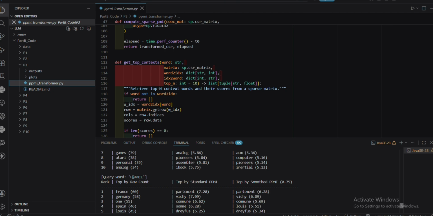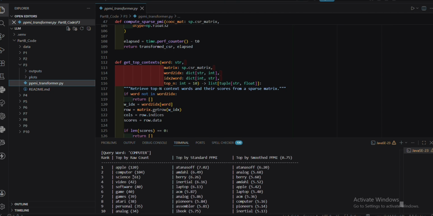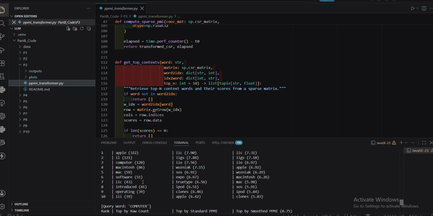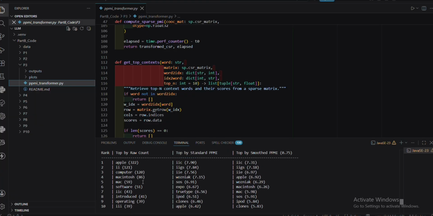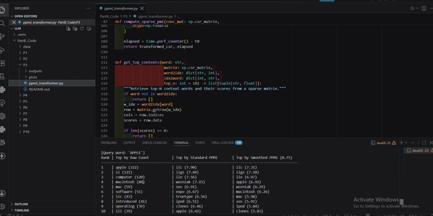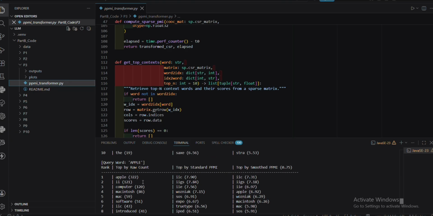The third transformation is PPMI, positive PMI. The negative PMI value is replaced with 0, and this is useful because negative PMI values can be unreliable when working with sparse text data. Therefore, PPMI focuses only on the word pairs that show positive associations.